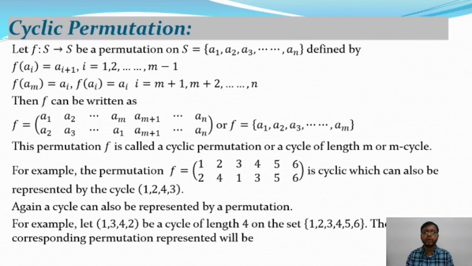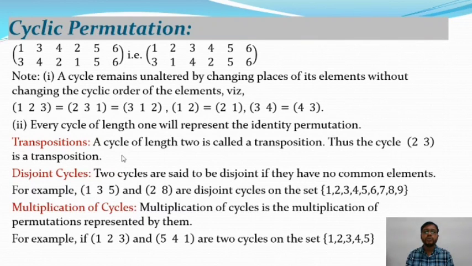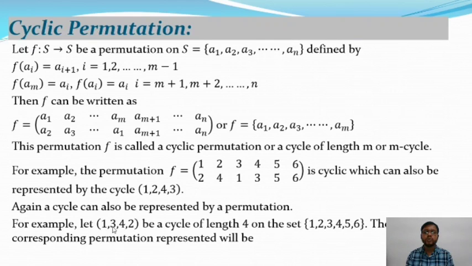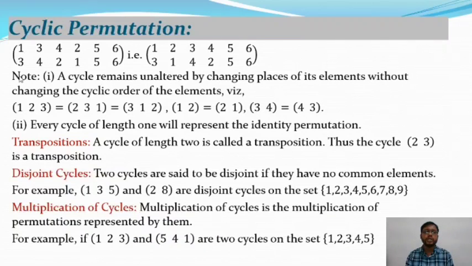Then the corresponding permutation represented will be: 1 goes to 3, 3 goes to 4, 4 goes to 2, and 2 goes to 1. So this is the complete cycle. Again, 1 goes to 3, 3 goes to 4, 4 goes to 2, 2 goes to 1. So this is the cycle. And 5 goes to 5 and 6 goes to 6, which is the identity.